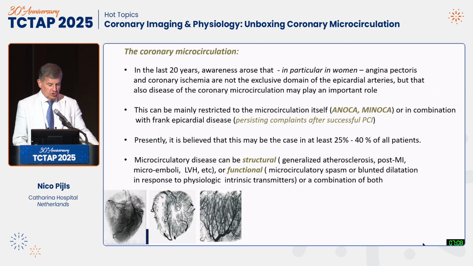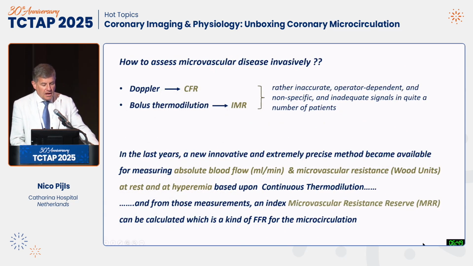The introduction about the coronary microcirculation has already been given by Javier. We know that ANOCA and INOCA is a frequent problem, and we also know that after PCI, sometimes, despite a good result, complaints persist, and that can also be due to either structural or functional microvascular disease. How do we assess the microvascular today? That's difficult. We have Doppler and we have Bode's thermal dilution, IMR, but both of them are rather inaccurate, especially operator dependent. They are non-specific, influenced by epicardial disease, and in a number of patients, these signals are not adequate.